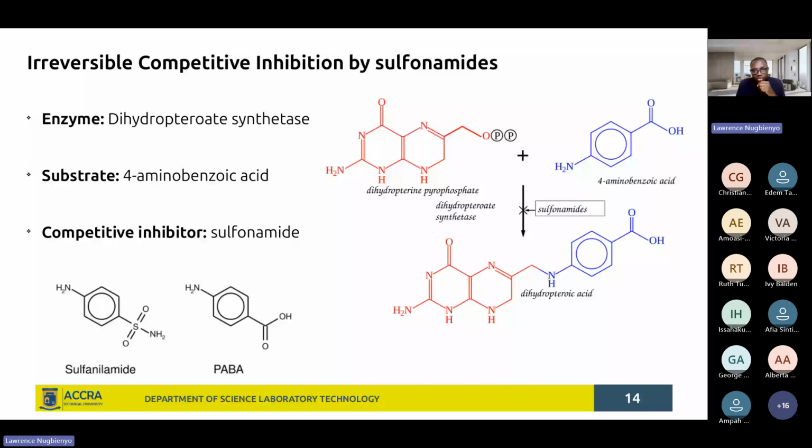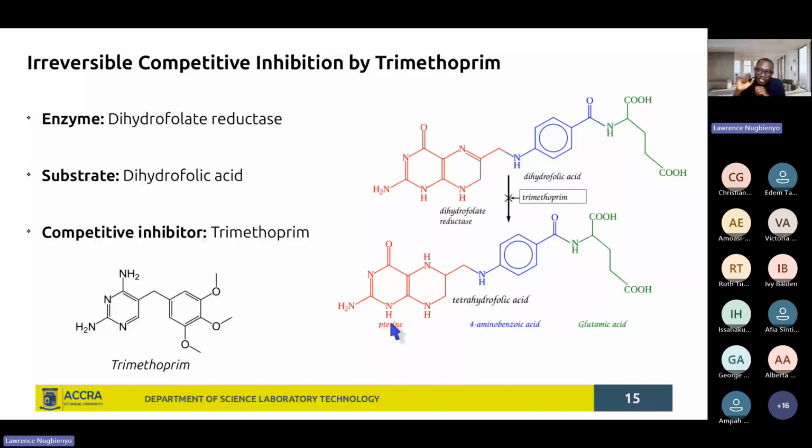Now let's go to the next one. We are now taking the third reaction, the last reaction. And that last reaction, that was where we saw the reduction of dihydrofolic acid, where you saw the nitrogen of the second ring of the dihydrofolic acid now having a hydrogen on it in tetrahydrofolic acid. So it's a reduction reaction, which is catalyzed by dihydrofolate reductase.